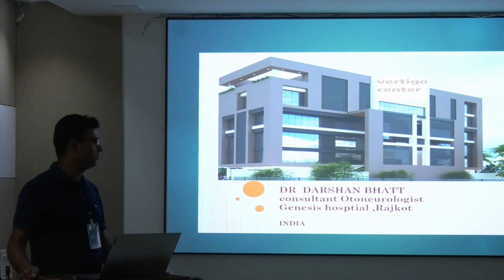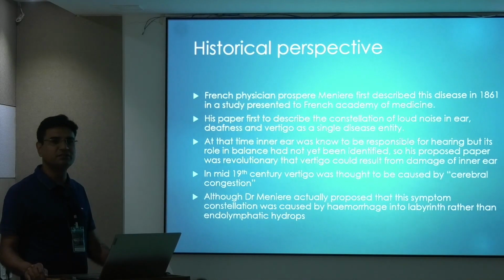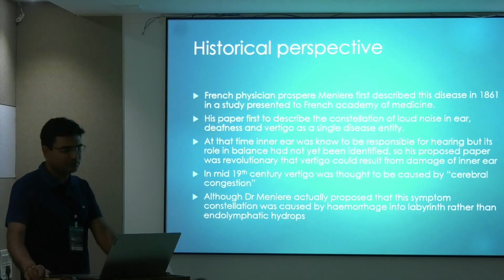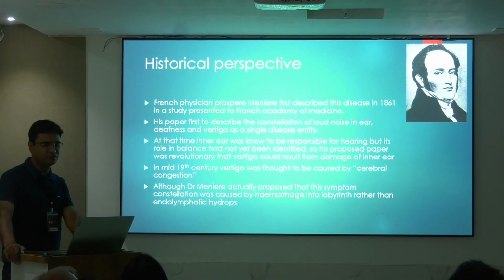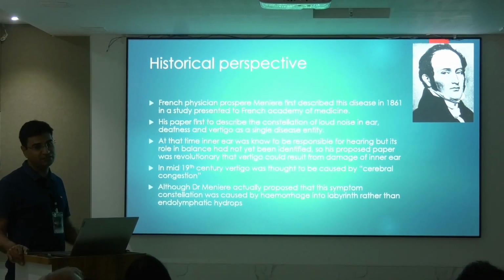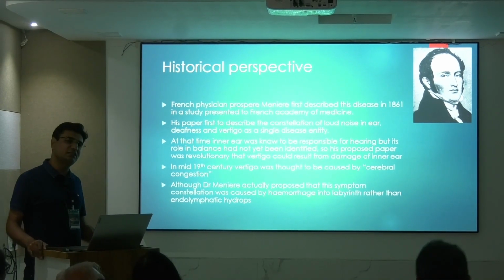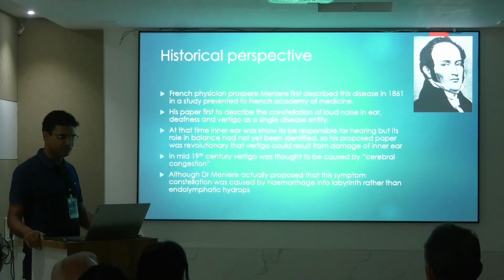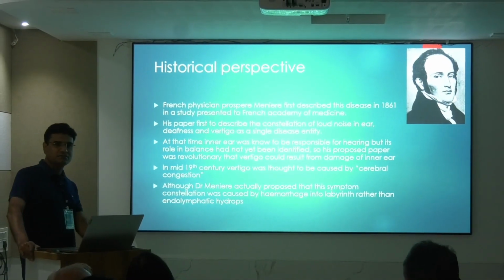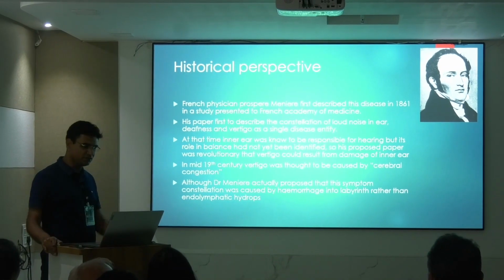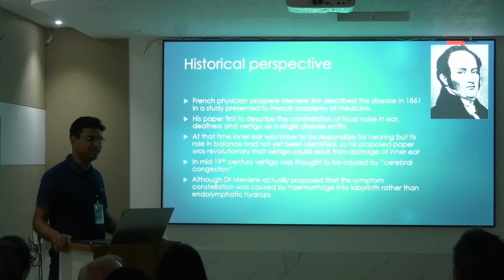Now, coming straight to the most complicated topic of the vertigo field, Meniere's disease. Some interesting facts about the history: Prosper Meniere was the first person, a French physician, and in 1861 he described this disease, where he presented a study paper in the French Academy of Medicine. This paper described a constellation of symptoms like loudness of noise in the ear, deafness, and vertigo as a single disease entity.